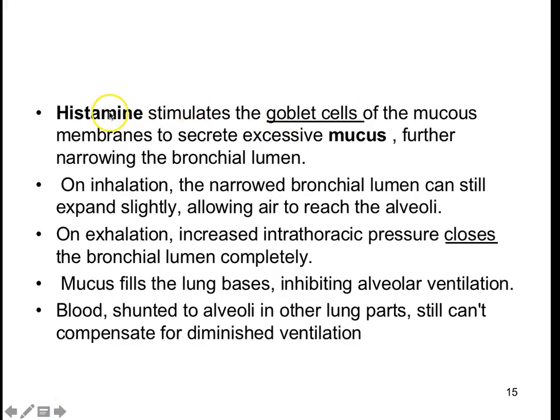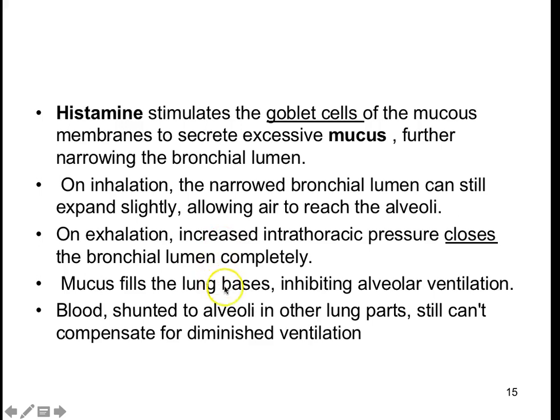Now, histamine can also stimulate the goblet cells. They're scattered through your lungs, and what they do is they make mucus. Everybody makes it, but in healthy people, it's very watery. In people during an acute asthmatic attack, it becomes very thick and hard to dislodge, and a lot of it.